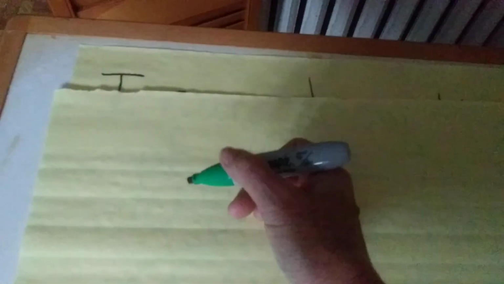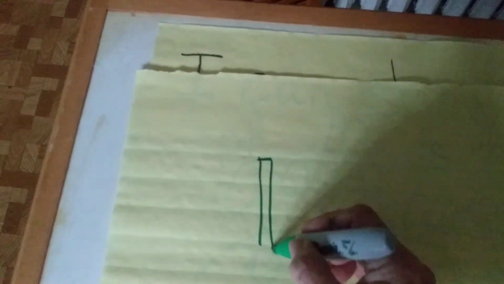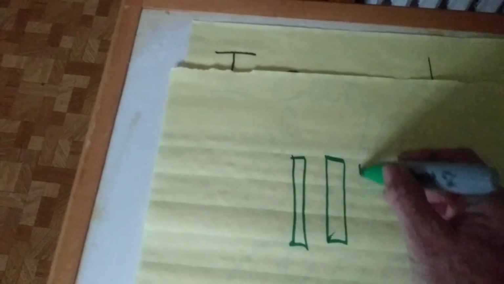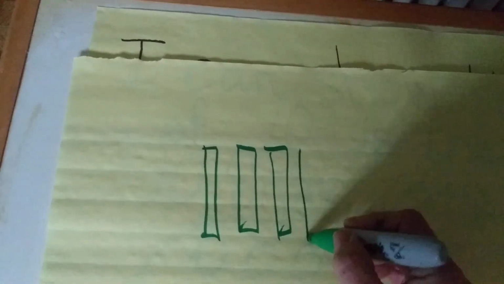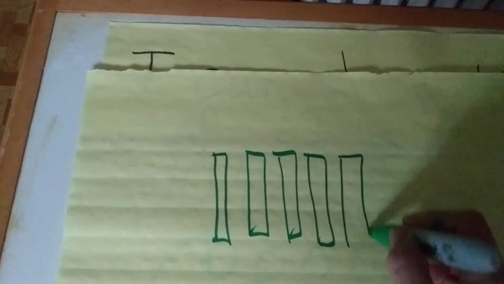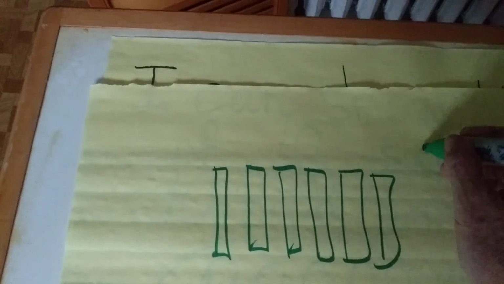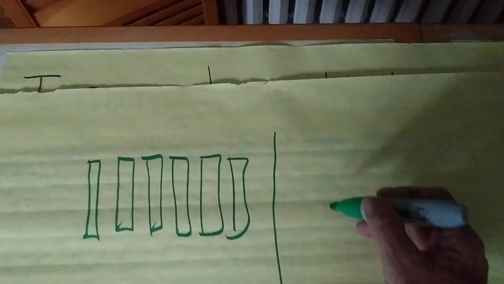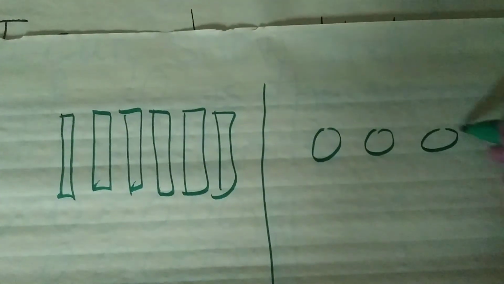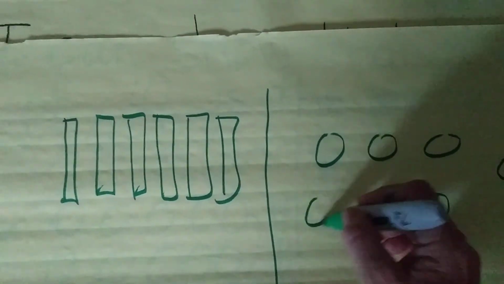Okay, let's try another example. Here we go. This time I'm going to draw 6 rods. Go ahead and draw 6 rods on your paper. 1, 2, 3, 4, 5, 6. I'm going to draw a line between them just like we did in school, and I'm going to put 7 units. 1, 2, 3, 4, 5, 6, 7.